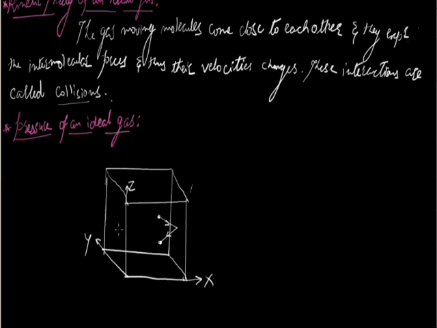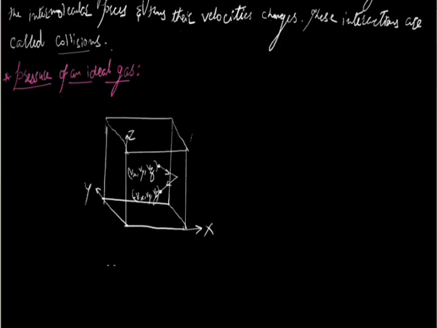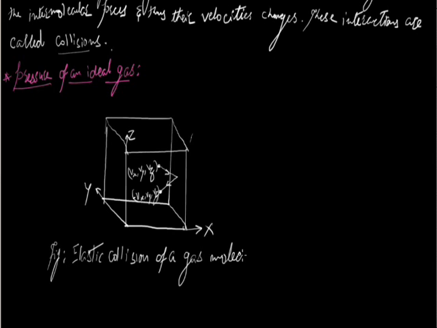The components of the velocity of this particle are Vx, Vy and Vz. And here the x-component becomes negative, so it must be minus Vx, Vy and Vz. Now what does this figure show? This figure shows the elastic collision of a gas molecule with the wall of a container.